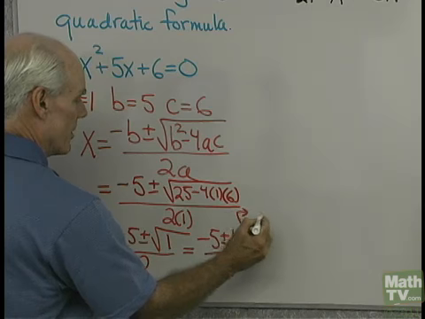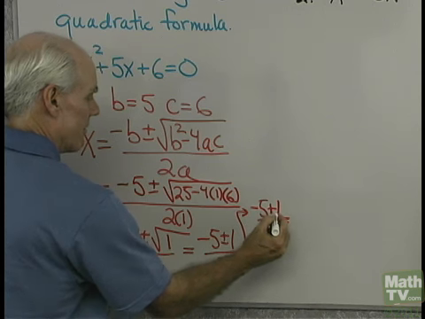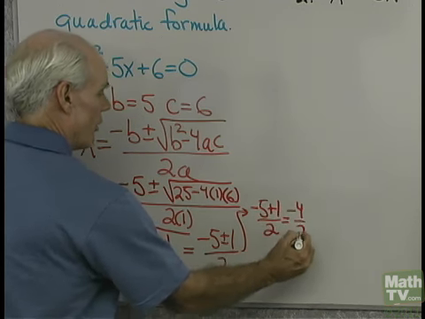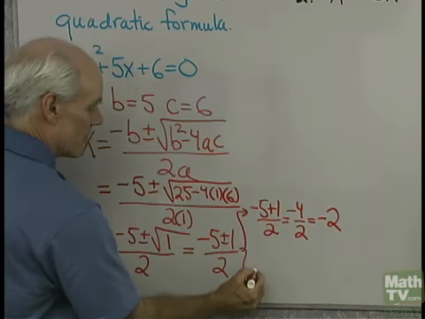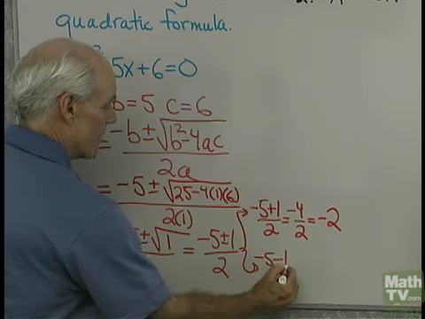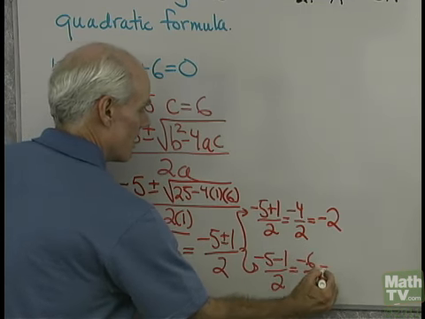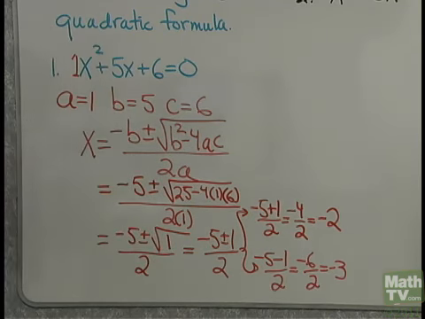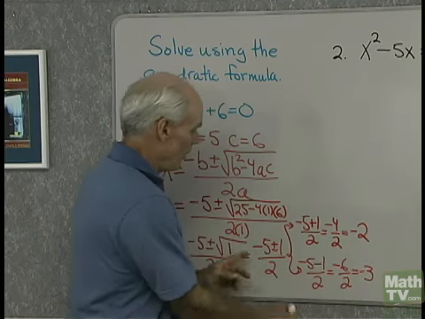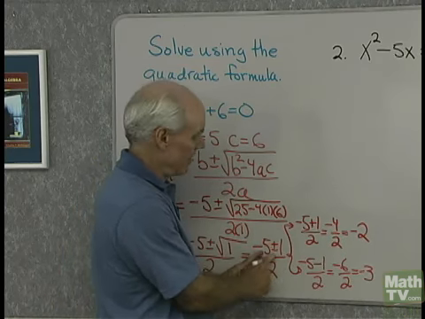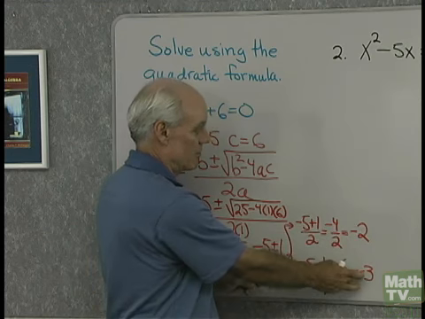My first solution is going to be negative 5 plus 1 over 2, which is negative 4 over 2, which comes out to be negative 2. And my other solution is negative 5 minus 1 over 2, which will be negative 6 over 2, or negative 3. So I have my two solutions, negative 2 and negative 3. One solution I get when I take the plus sign here, and the other one I take the minus sign. So it's negative 5 plus 1, negative 5 minus 1, and I end up with negative 2 and negative 3.